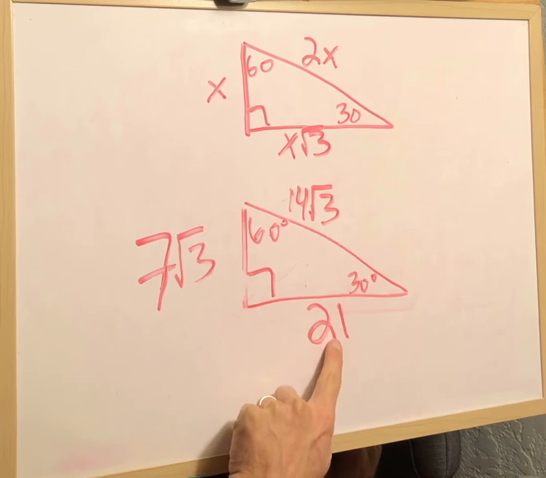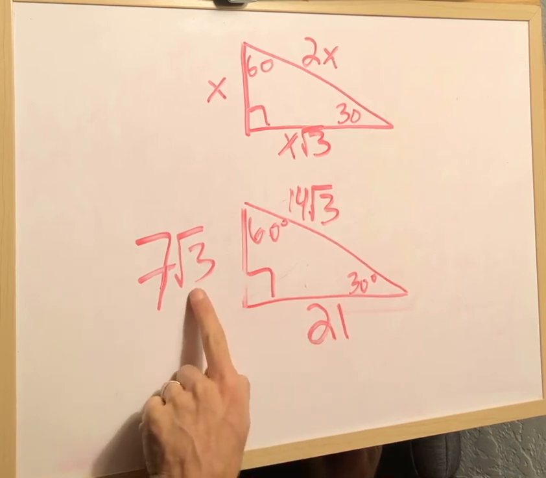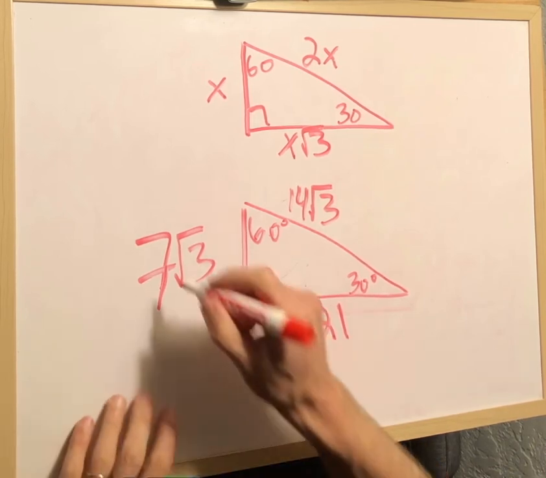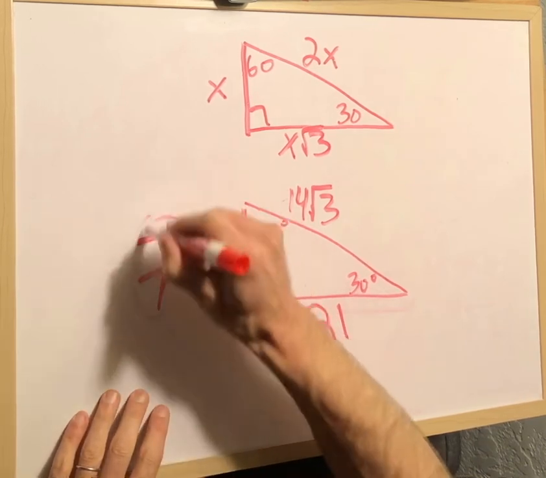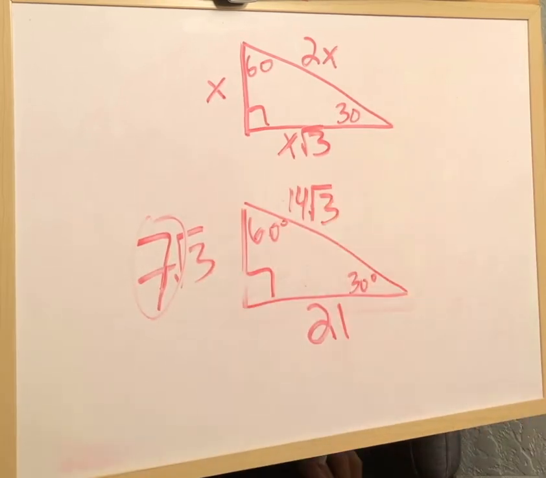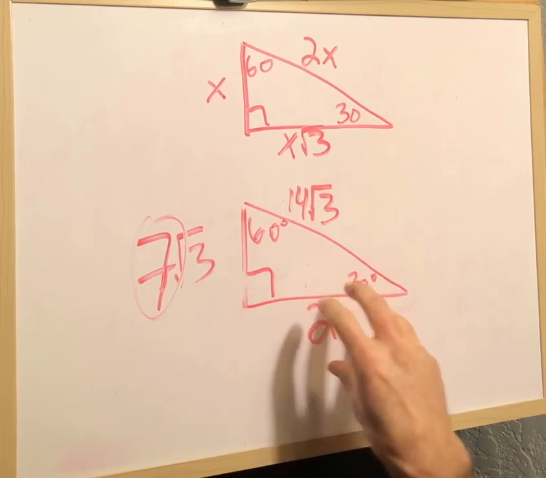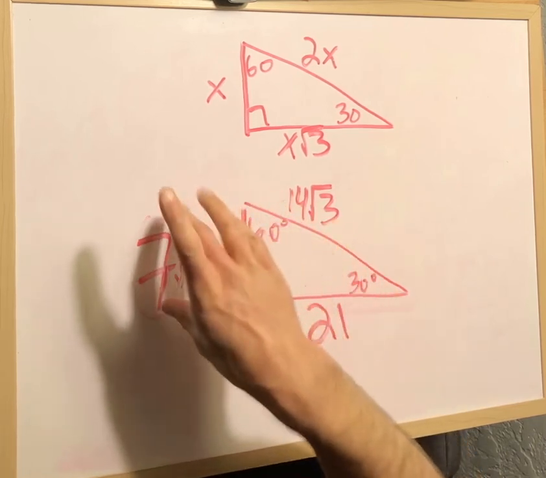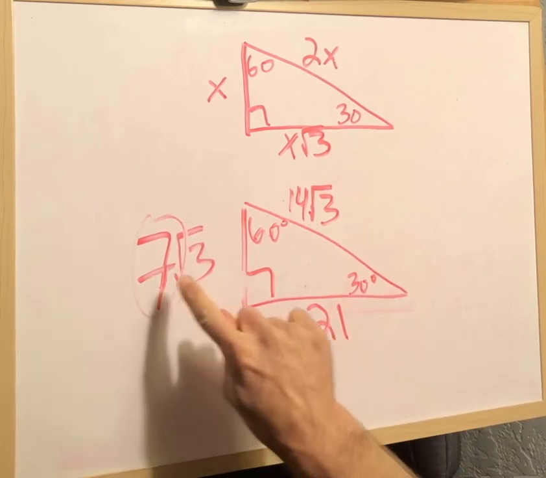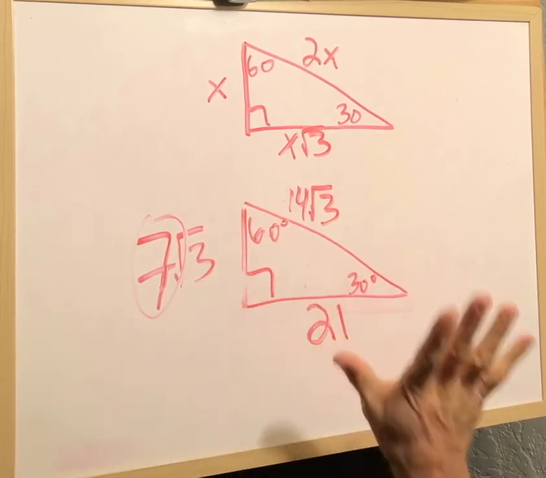Divide this number by 3 and put a root 3 next to it. That's what your short leg is. And then multiply this number by 2, and that's what your hypotenuse is. Once again, if they give you this as a number, as they give it to you as x, this is this number divided by 3 with a root 3 next to it. Always works out like this.